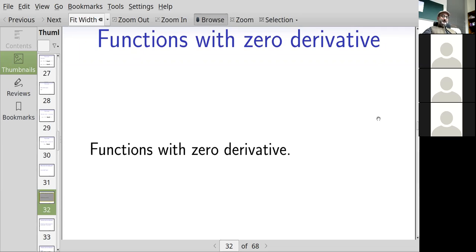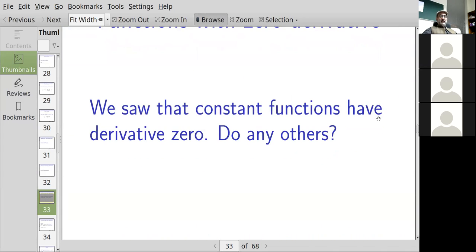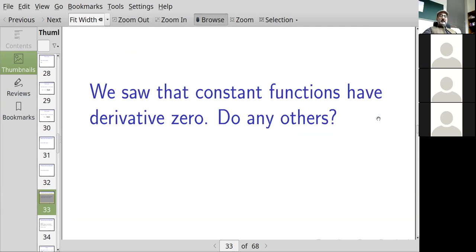Could there be any other functions that do this? So constant functions over an interval have 0 derivative over the interval. Are there any other functions which are not constant, which have derivative 0 over an entire interval?